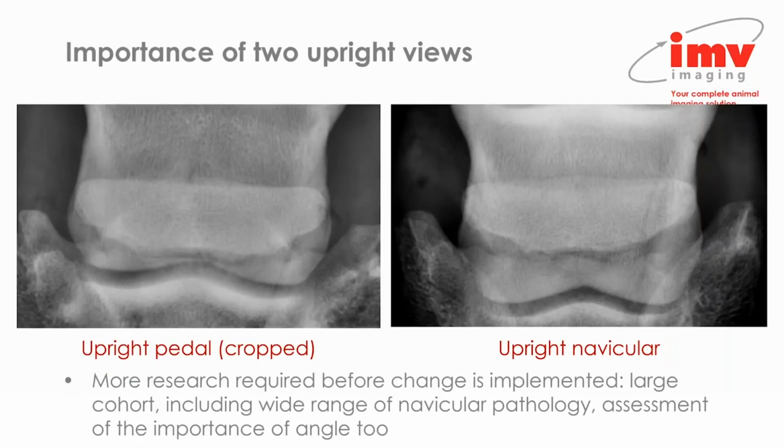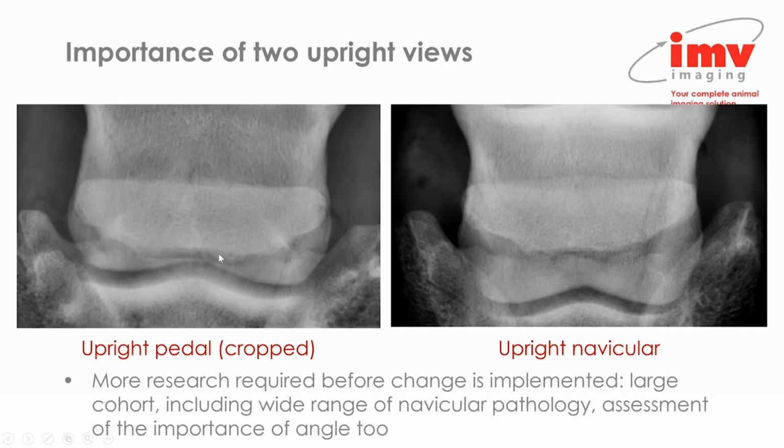I've just included these two radiographs here to demonstrate what I'm alluding to. The image on the left is an upright pedal, which I have cropped to show just the navicular bone. And on the right is an upright navicular image. Because it's been acquired at a slightly steeper angle, the navicular bone is superimposed more towards the middle to distal one half of the middle phalanx, which is appropriate for an upright navicular view.